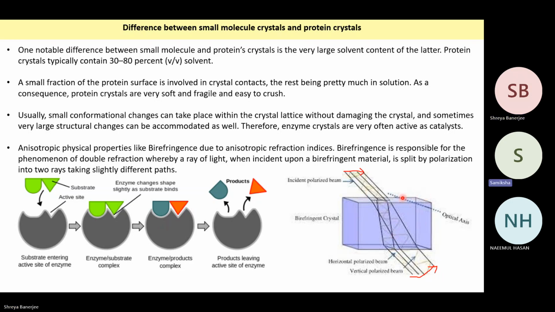And then what is the problem with X-ray crystallography? No, there is no problem. I am just mentioning it because this was just a point that sir discussed. This has nothing to do with X-ray crystallography. Okay, ma'am.